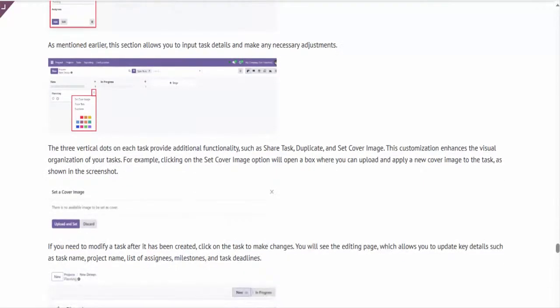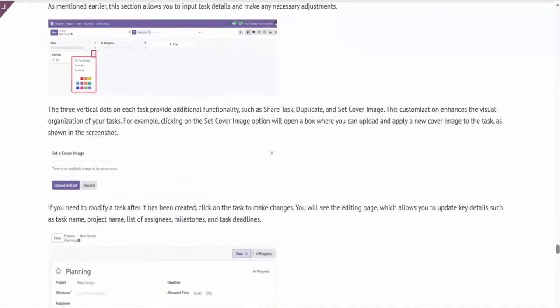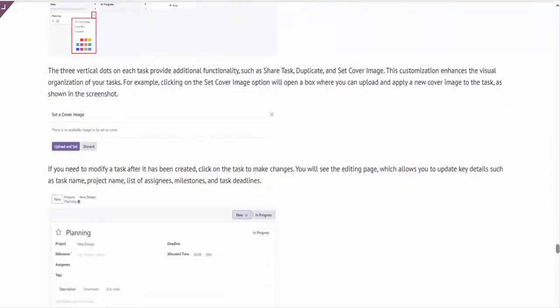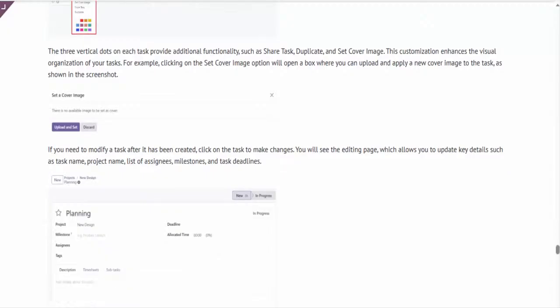The 3 vertical dots on each task provide additional functionality, such as Share Task, Duplicate, and Set Cover Image. This customization enhances the visual organization of your tasks. For example, clicking on the Set Cover Image option will open a box where you can upload and apply a new cover image to the task, as shown in the screenshot.